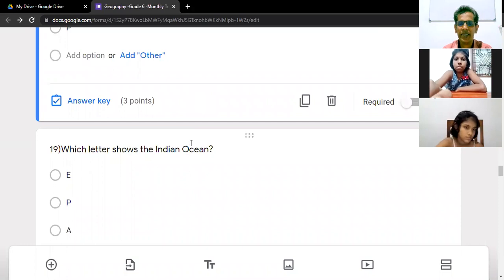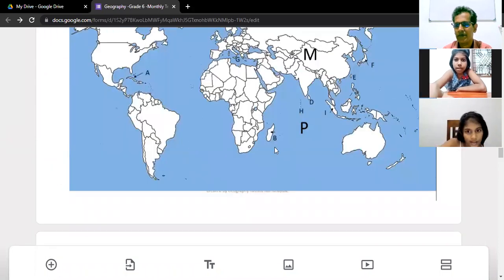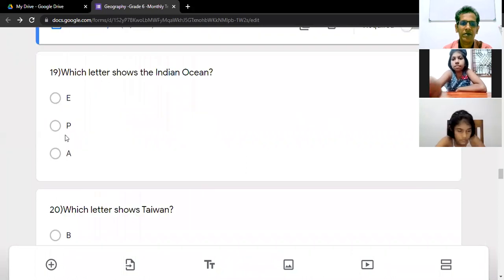Which letter shows the Indian Ocean? Indian Ocean. Letter P. Indian Ocean. Letter P.